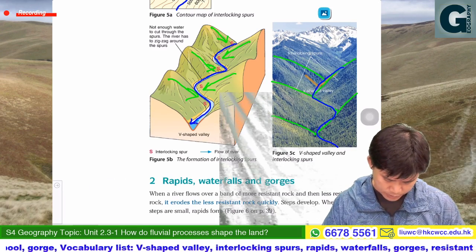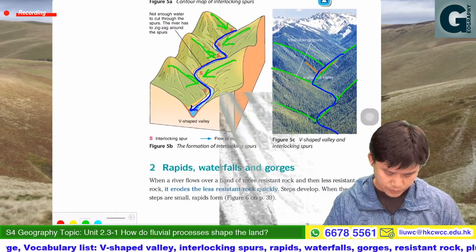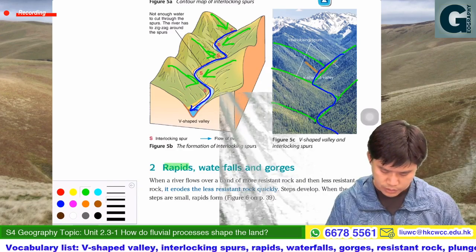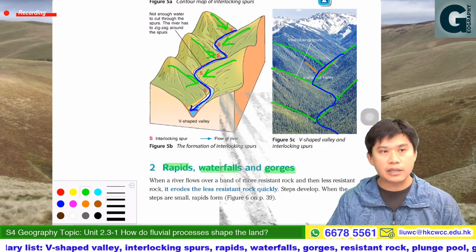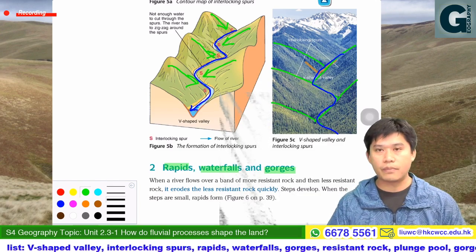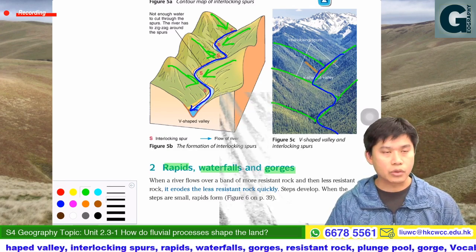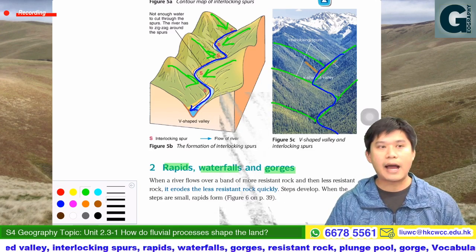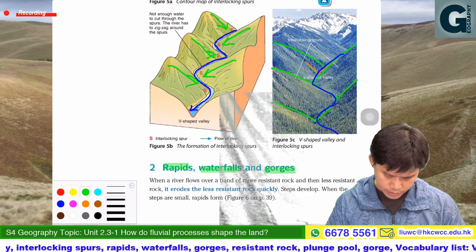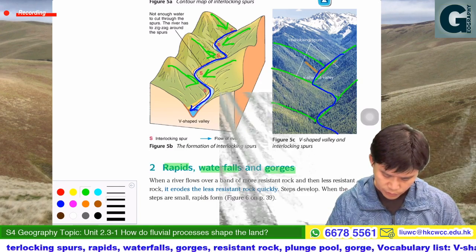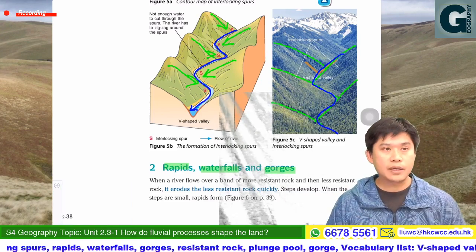Then the second type of landscape in the upper course: rapids, waterfalls, and also gorges. Rapids in Chinese, we may call it 一啲嘅急流啦，一啲嘅激流啦。Waterfalls 瀑布啦, and also gorges. You should know that like 峽谷啦。So how does this feature form? How did this feature form? Please highlight this first.